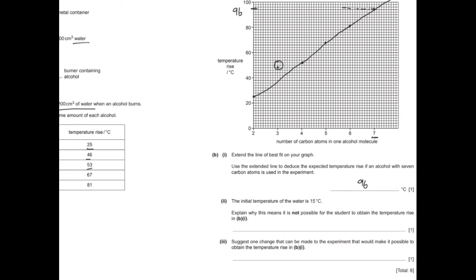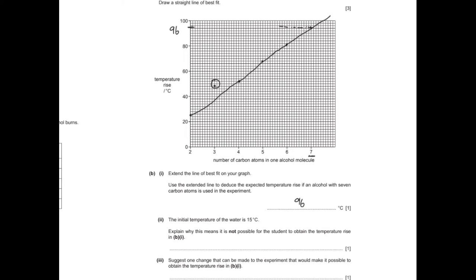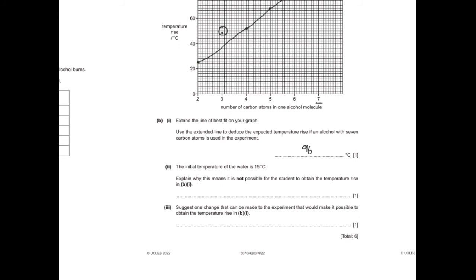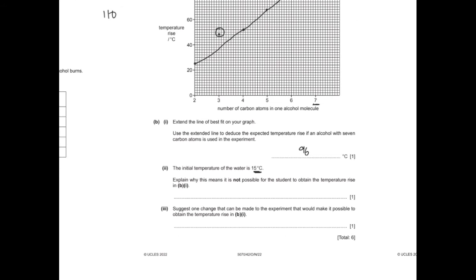Explain why this means it is not possible for the student to obtain the temperature rise in B1. So in B1, the line is extending beyond 100, and obviously water cannot measure beyond 100. If the initial temperature of water is 15 degrees Celsius and the temperature rise is 96, that is taking it beyond 100 degrees Celsius, right? Temperature rise means that whatever was the initial temperature, 96 degrees will be added to it. So that is taking the temperature beyond 100, which is the boiling point of water. It's because the boiling point of water is 100.